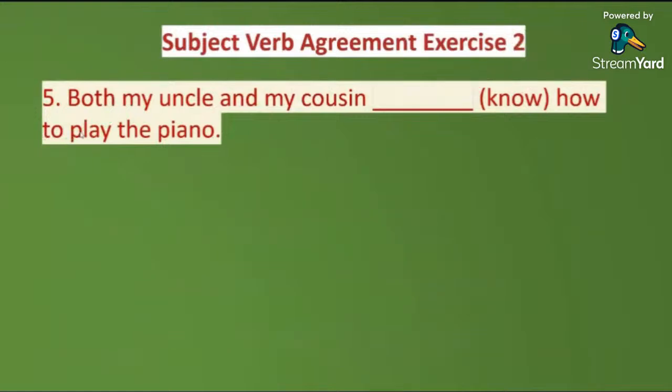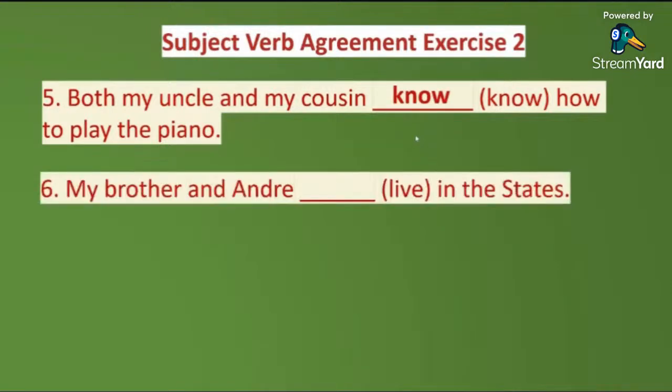Number 5. Both my uncle and my cousin blank how to play the piano. So the verb inside the bracket is know, and our subject is plural. Both my uncle and my cousin know how to play the piano.